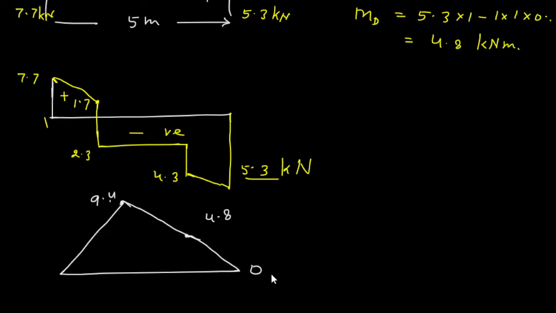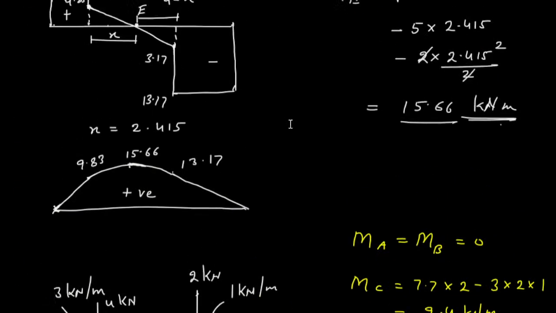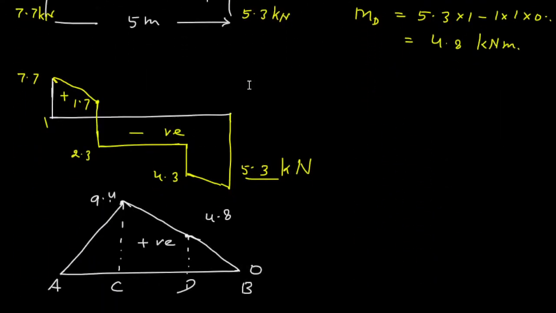Okay. So here it is 0. Here it is 9.4. Here it is 0. This is point A, B. This point is your C, and this point is your D. This is your bending moment diagram, positive sagging bending moment. Okay. Now let us move to the next question, third question.